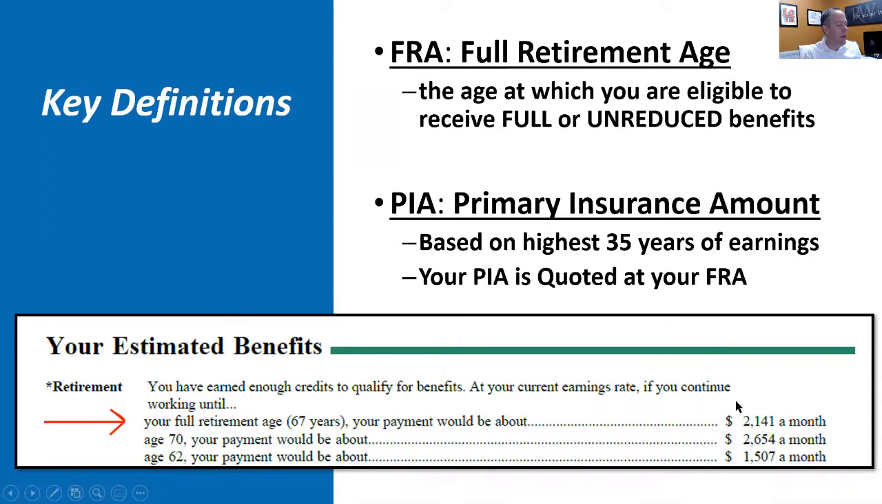$21.41, right? And then from there, they give you some rudimentary examples of what happens if you elect early. If you're still at 62 or younger than 62, it will be quoted here. If you're older than 62 but not yet full retirement age, this would actually be whatever age you are at that time. And then what happens if you delay? And you can see the difference there. We're going to talk about that a little bit here.